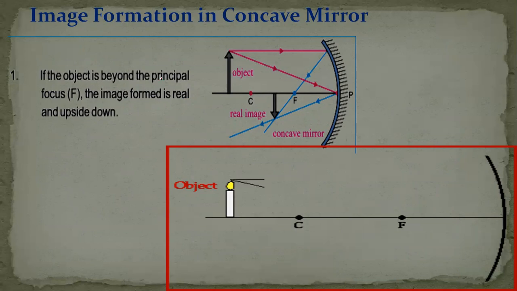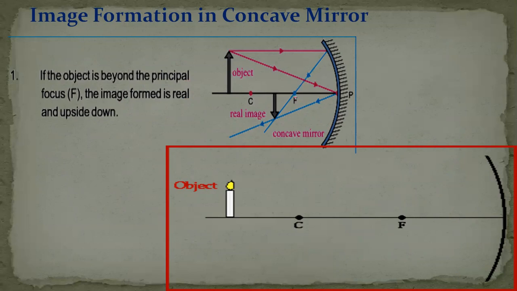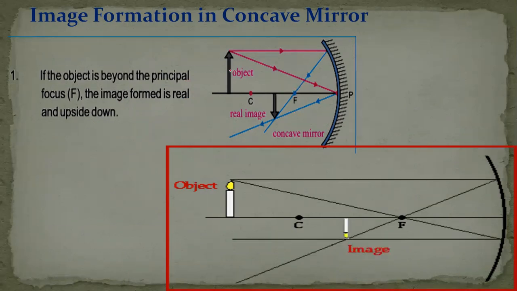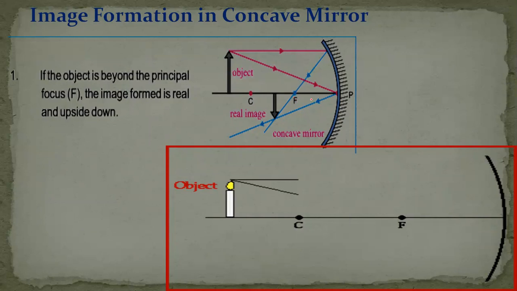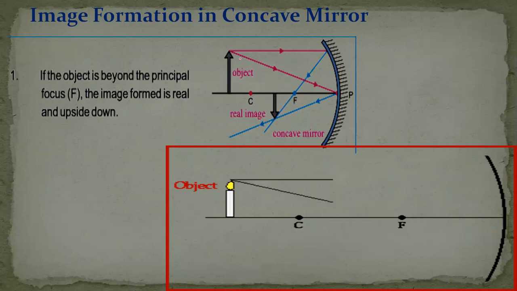So number one is if the image object is beyond the principal focus. Here is the real focal point, but here the image will be the same as the object is. But if the object is placed beyond this one, very far away from the focal point, the image will be real, but it will be upside down because the rays will meet here.